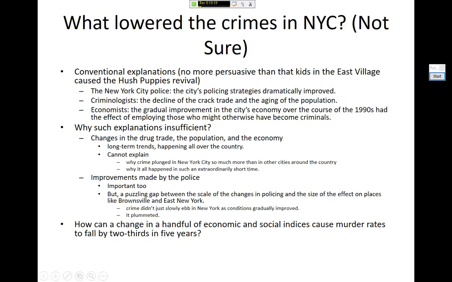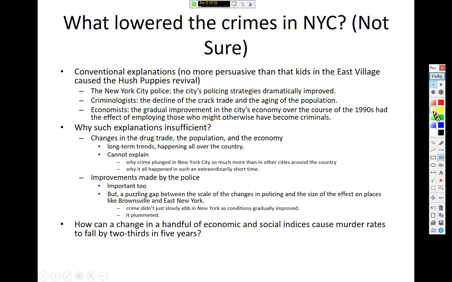Okay, let's look at the explanation here. First one, normally when we see the crime drop, there must be some effort from other factors, right? So now we have the so-called conventional wisdom. Conventional explanations include, wow, it was police. Oh, it was the decline of the crack trade. Oh, it was the gradual improvement of the economy. These are the conventional wisdom explanations. So let's look at how they explain.